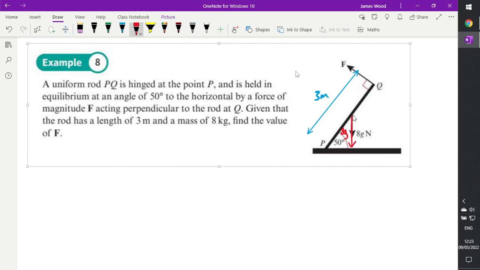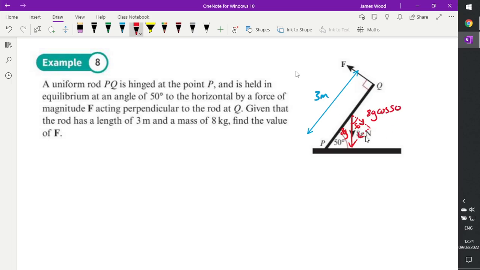So this is 8G. We can resolve this into perpendicular and parallel like this. So this is going to be 50 at the top. And this force here is going to be 8G cos 50. And this force parallel is going to be 8G sine 50, just like we do for forces on a slope.